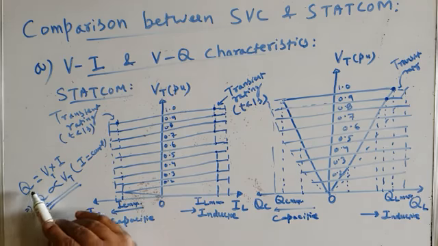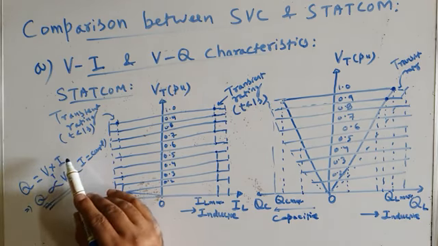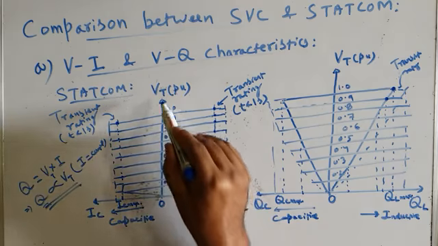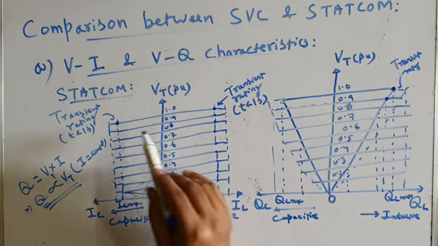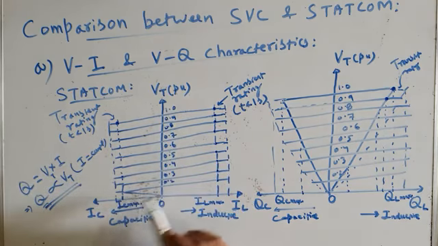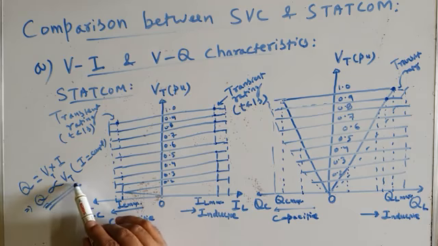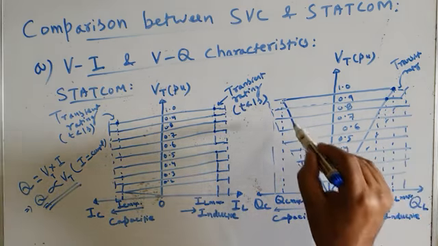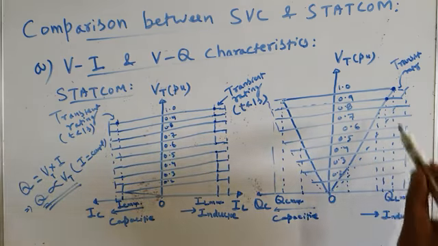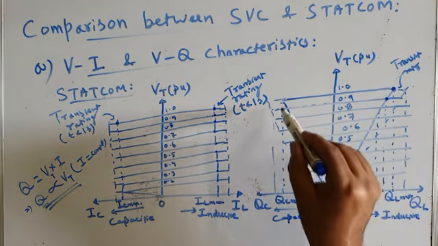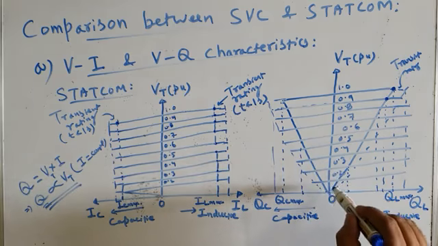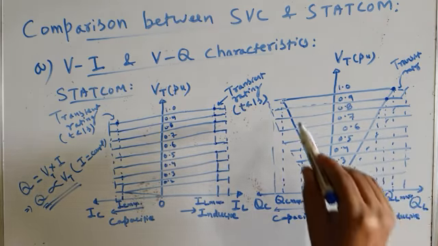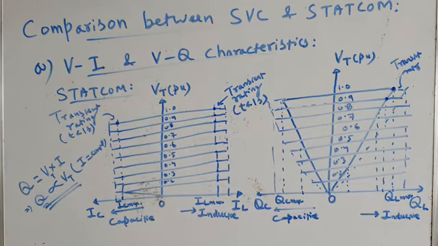Reactive power is equal to Vt into I. I is constant. From these characteristics, the current drawn by a STATCOM is constant. It is independent of the bus voltage. So therefore Q is directly proportional to Vt, and as Vt, the bus voltage, decreases in both regions, the reactive power absorbed or generated by a STATCOM linearly decreases. It linearly varies with the bus voltage.